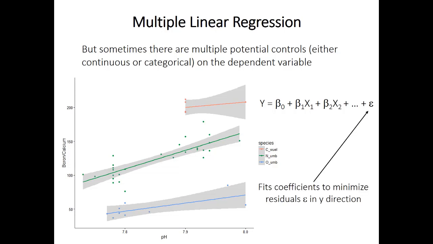So without getting into the mathematics of multiple regression, it works in much the same way as simple linear regression. The model coefficients are fit in a way that minimizes the sum of squares of the residuals in the y direction. So same as simple linear regression, just now instead of one slope coefficient, we have multiple regression coefficients that end up being a little bit harder to interpret, as you'll see in a second.